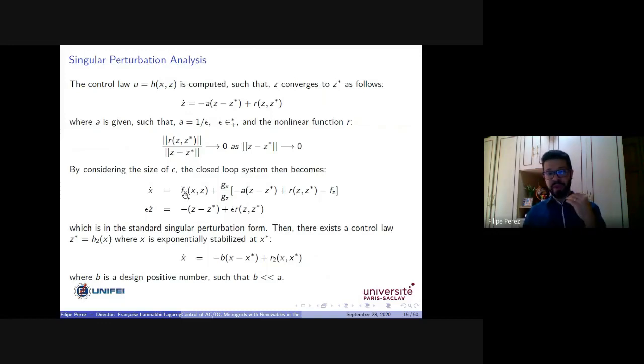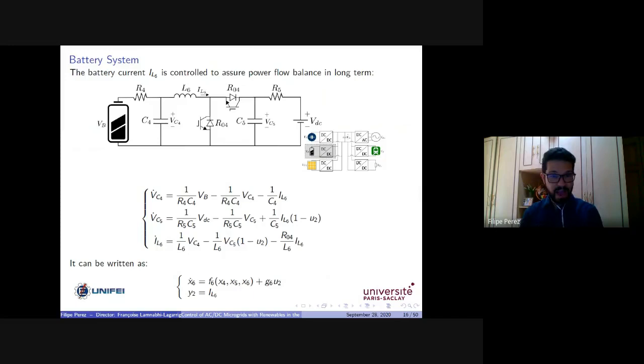And here we can call in the singular perturbation analysis and understand that if the reduced model is exponentially stable, so a reduced model is obtained, and if we prove that it is exponentially stable, the original system is also exponentially stable. Therefore, there exists a control law based on Z reference such that I can exponentially stabilize X in a desired reference given by a speed of convergence of B. And here B needs to be much smaller than A. So here we provide the singular perturbation analysis and the control strategy for this supercapacitor subsystem. So next is the battery system.